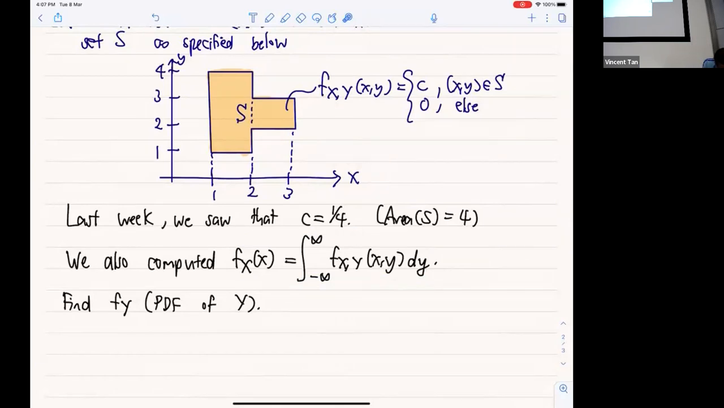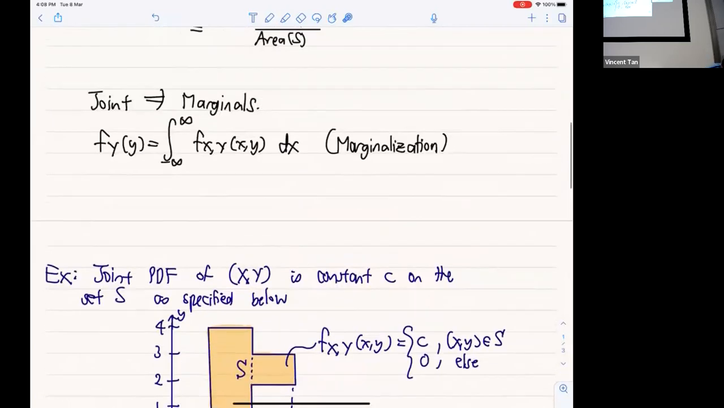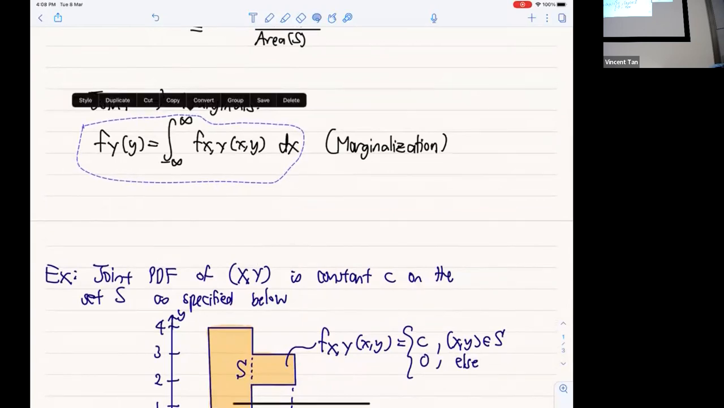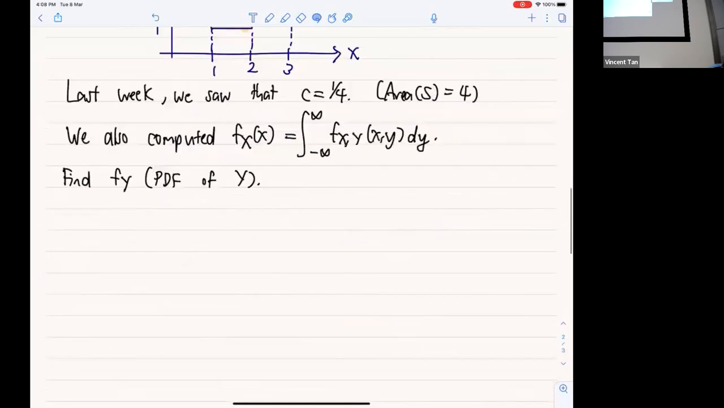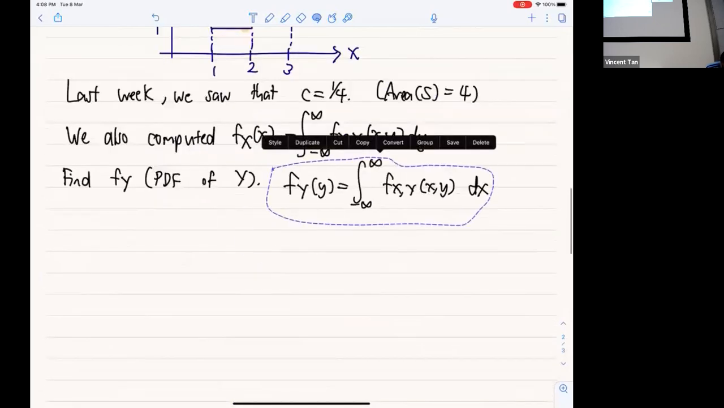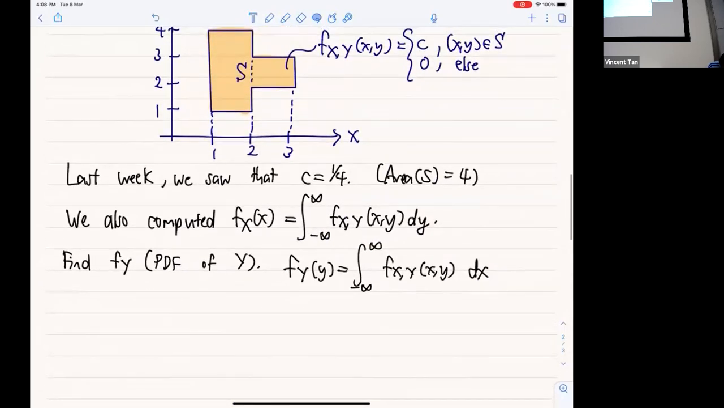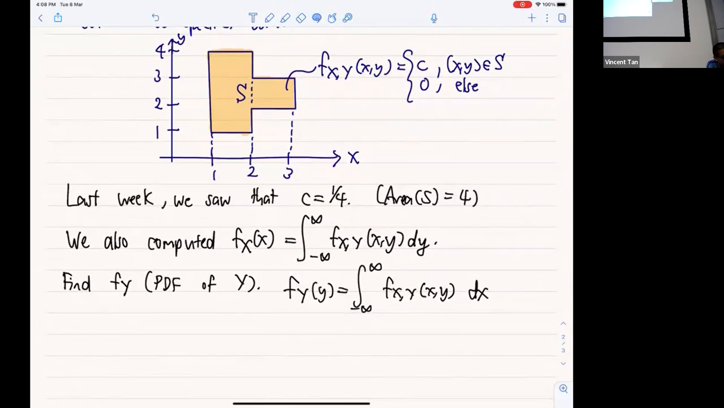Right. So let us try to find the PDF of Y. And of course, the formula to do that is this. Let's do this slowly. You need to understand this procedure, so let me do it slowly for you. Before we find a PMF or the PDF of anything, we have to ask ourselves the question: what is the support? Where is the PMF or the PDF non-zero?